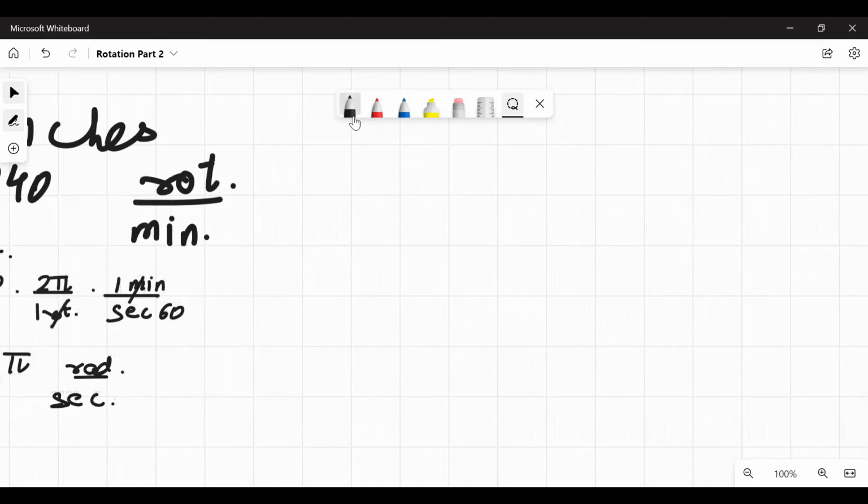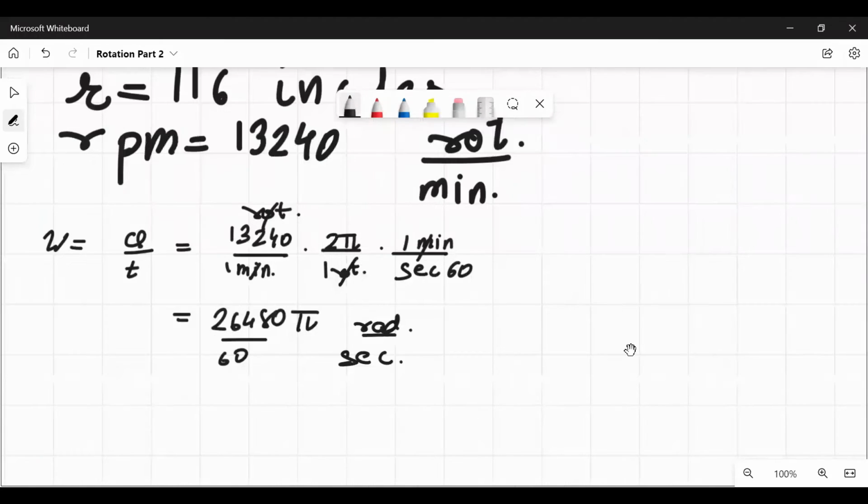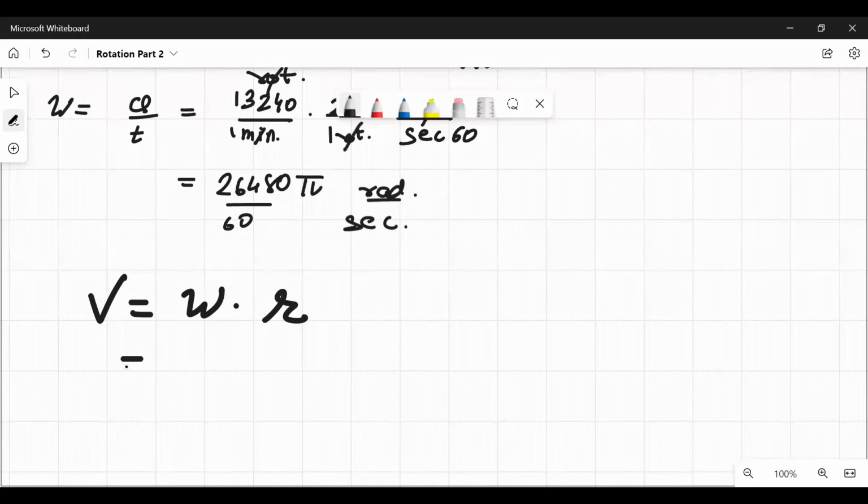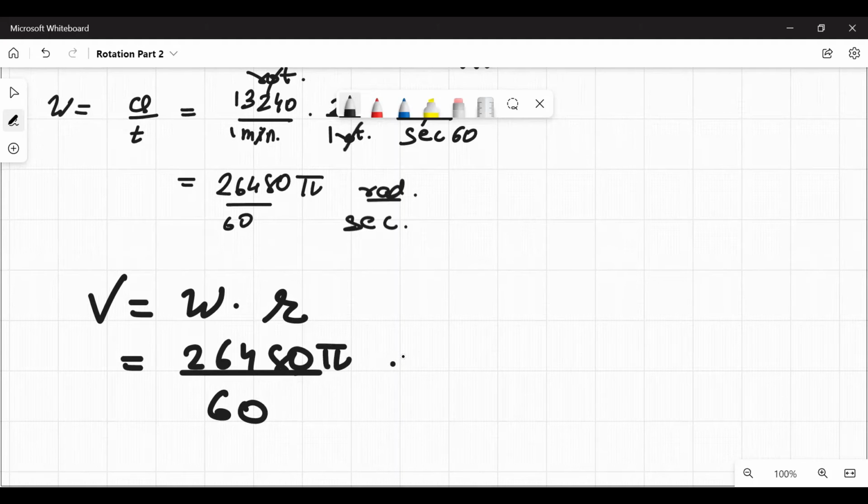Alright, for now I'm just going to keep this on the side. And now we are going to find out the speed, aka linear velocity. So that's defined as v equals angular velocity times the radius equals 26480 over 60. So this was pi right here. Now let's work on the units for a second. So this is radians, this is seconds, and we want it into miles per hour. The speed has to be in miles per hour.